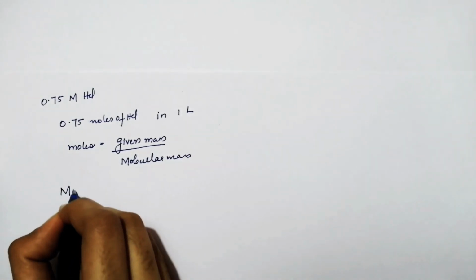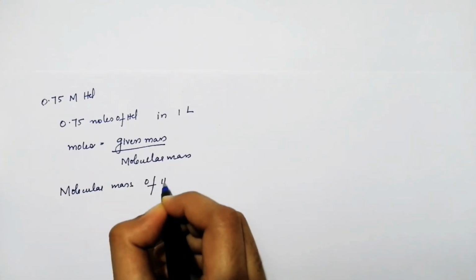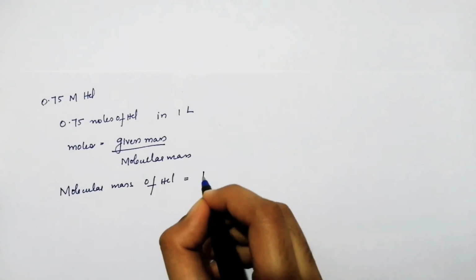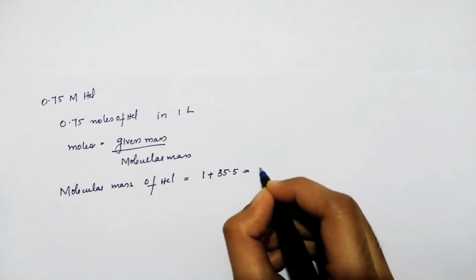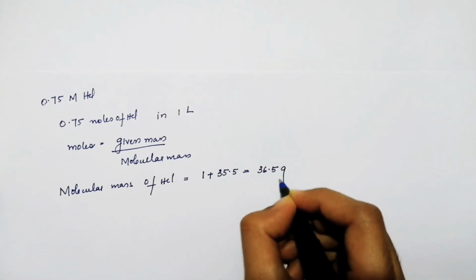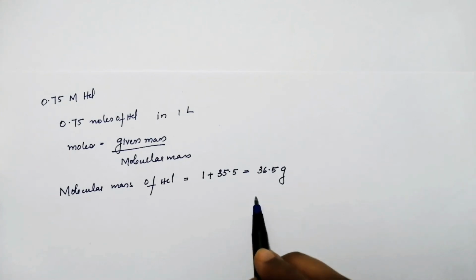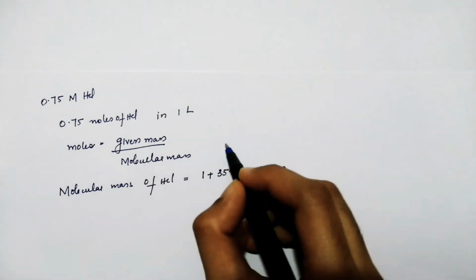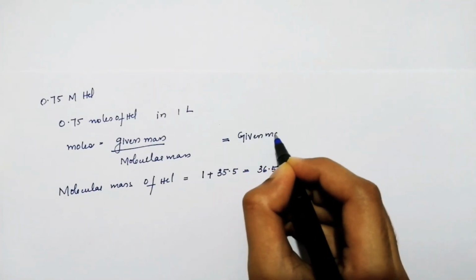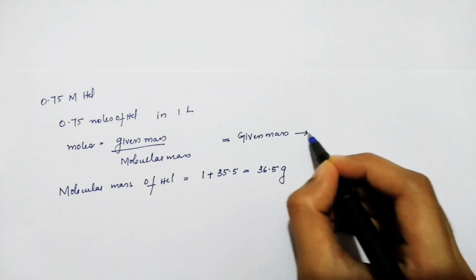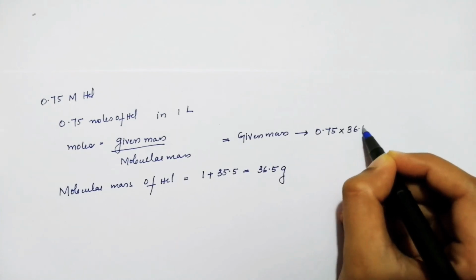Now, let us calculate the molecular mass of HCl. We know the atomic mass of hydrogen is 1 plus chlorine is 35.5, which gives us 36.5 gram. So this is the molecular mass of HCl. Once we get the molecular mass of HCl, by putting it in this equation, we can calculate the given mass of HCl in the solution as number of moles, that is 0.75 into 36.5.